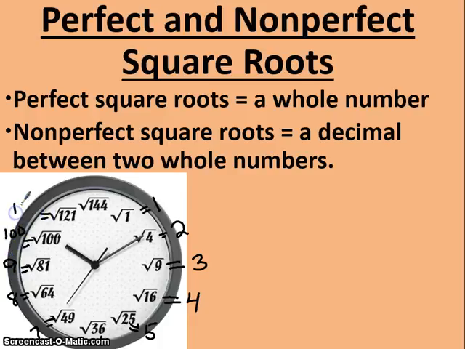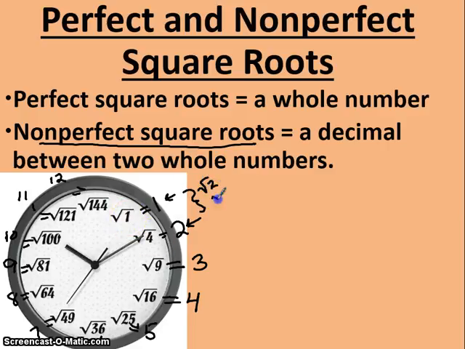Every square root listed on this clock is considered to be a perfect square root because it equals a whole number. Knowing these perfect square roots can help you know the non-perfect square roots because they are between two whole numbers. So here are two whole numbers, 1 and 2. In between the square root of 1 and the square root of 4 is the square root of 2 and the square root of 3. These two are non-perfect square roots because they're between the square root of 1 and the square root of 4.